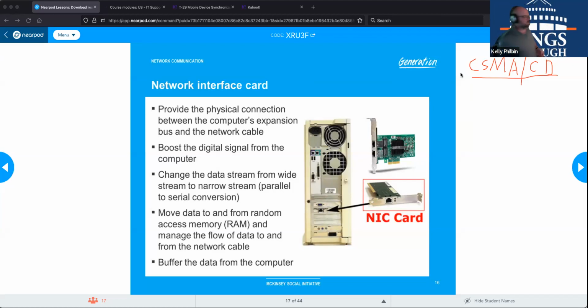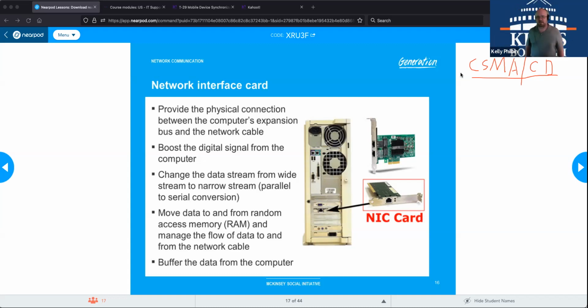See here, Danielle, can you please read for us real quick on the network interface card, or NIC? Network interface card. Provide the physical connections between the computer expansion bus and the network cables. Boost the digital signal from the computer. Change the data stream from wide stream to narrow stream, parallel to serial conversion. Move data to and from random access memory, RAM, and manage the flow of data to and from the network cable. Buffer the data from the computer. There we go.